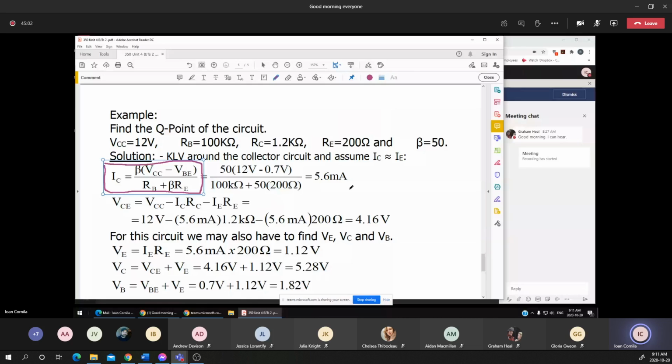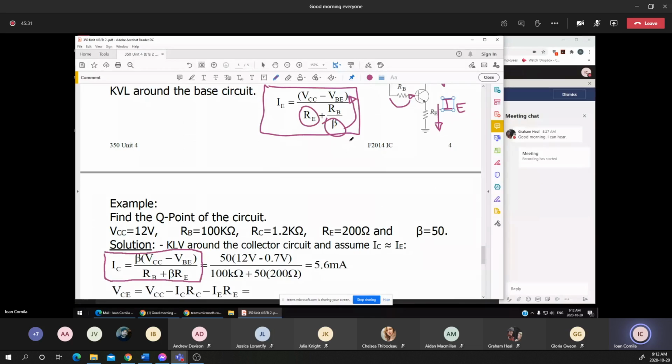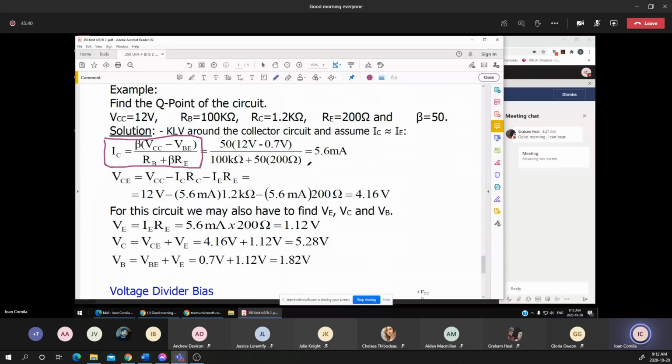Again, the approach is, the first step is finding the IE using the given equation. Once you know the IE, we can determine the IB, knowing the relationship between the IC and the IB. Once you know the IB, we can determine the voltage across RB, the voltage across RC, knowing the RC, and so on. Means that the first step in this type of problems is finding the IE. Again, this approach is specific only for this type of problems. And that's the example that I made.